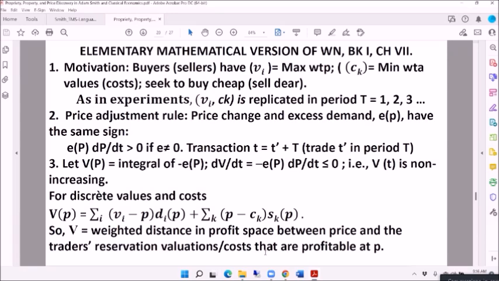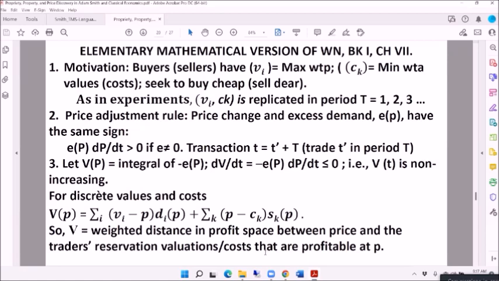The price adjustment rule is that the price change and excess demand, call that E of P, have the same sign. So E of P times dP/dT here is positive. And then we have transactions taking place within periods and then across periods.